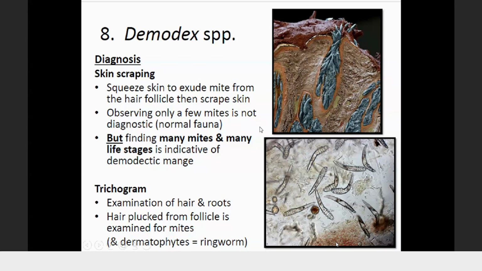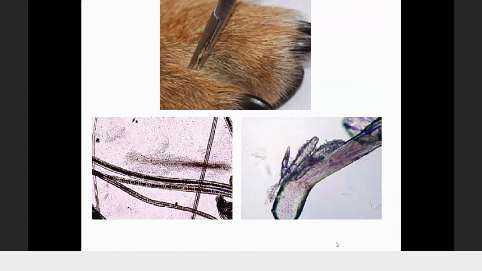Another thing you can do is a trichogram, which is examination of the hair and roots, and the hair follicle containing and examining mites. So this is how you do a trichogram: pluck the hair, and then look under the microscope. This picture shows the Microsporum spores, so it's been used to diagnose Microsporum as well. And this is just an example of a hair where you can see the lesions.